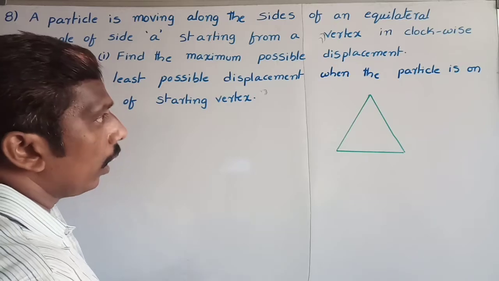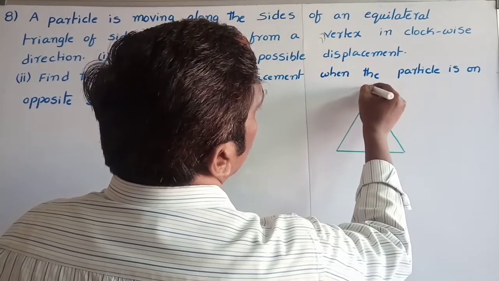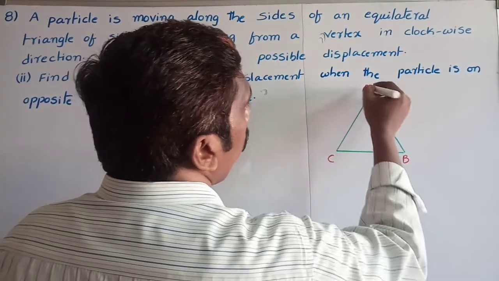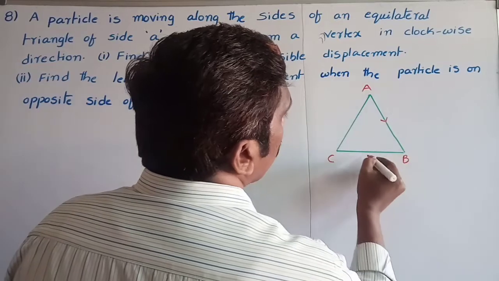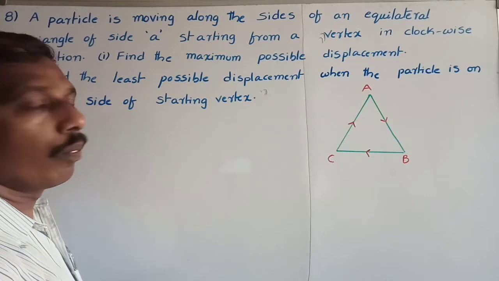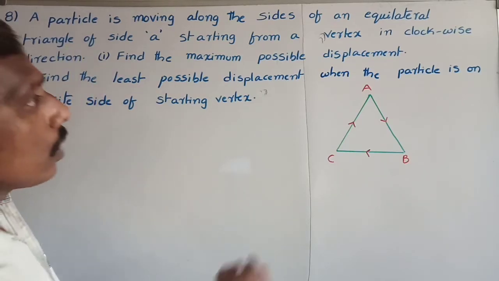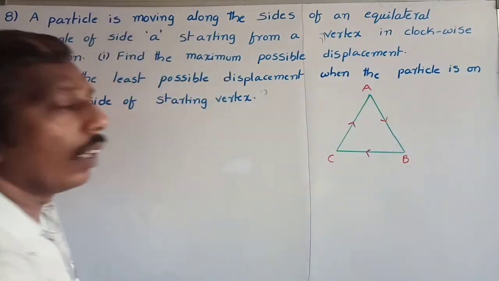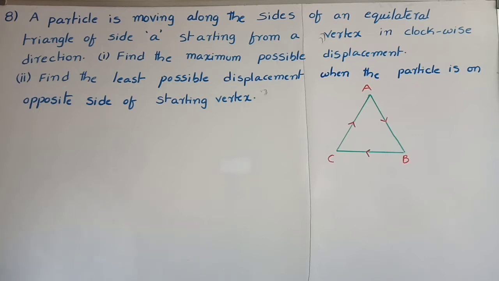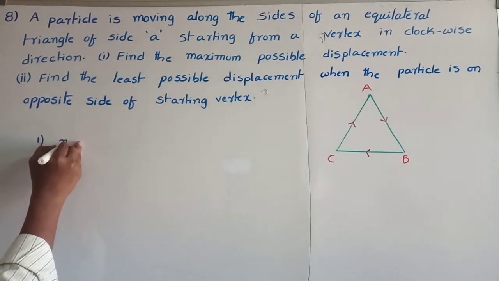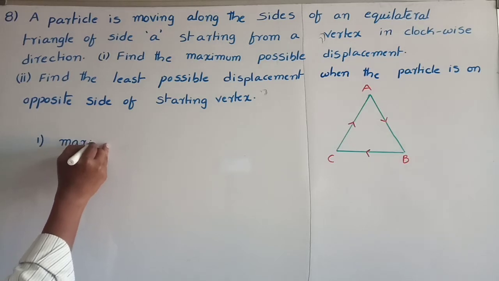In that equilateral triangle, A, B, C are the vertices. The particle starts from point A and travels in clockwise direction. That means A to B, B to C, C to A again. If it is going like this, it reaches point B. Whenever it reaches point B, it gets the maximum displacement. So for the first bit, the maximum possible displacement is equal to A.